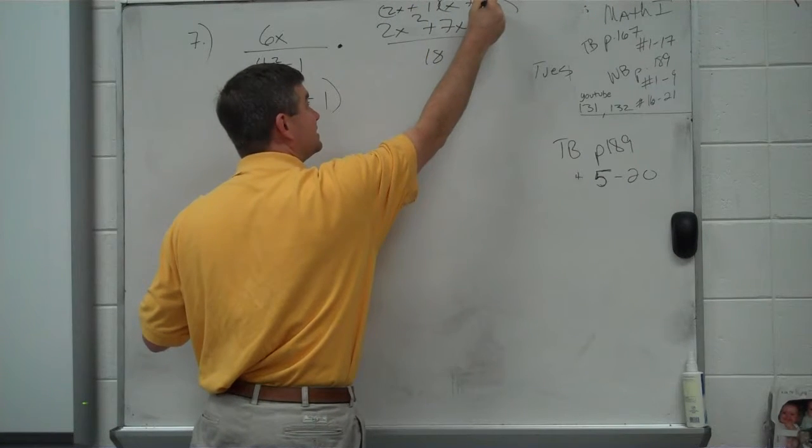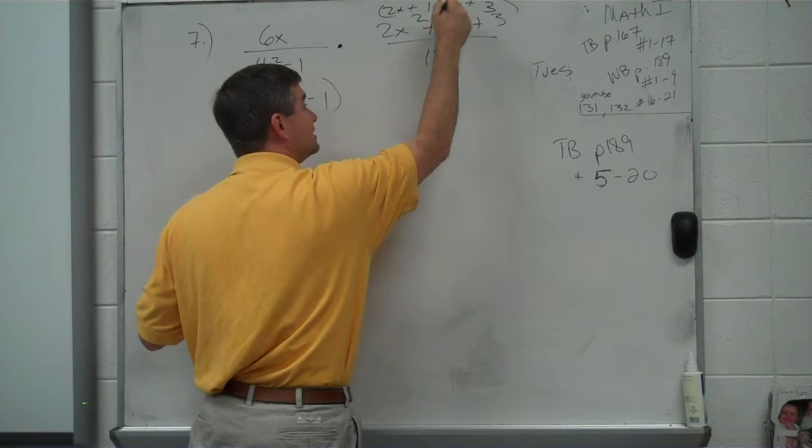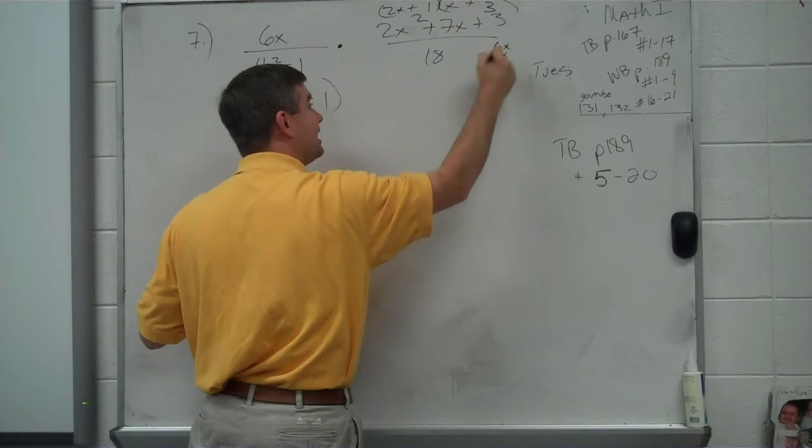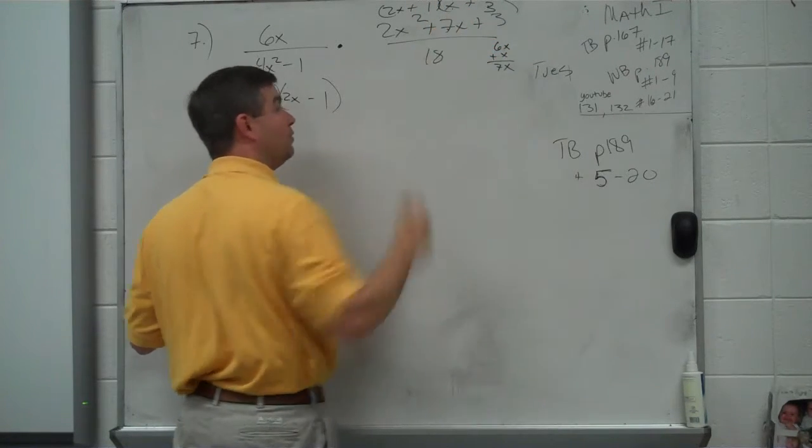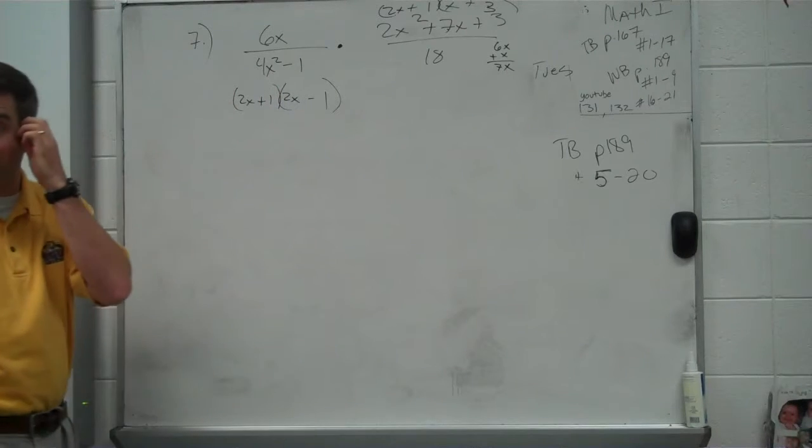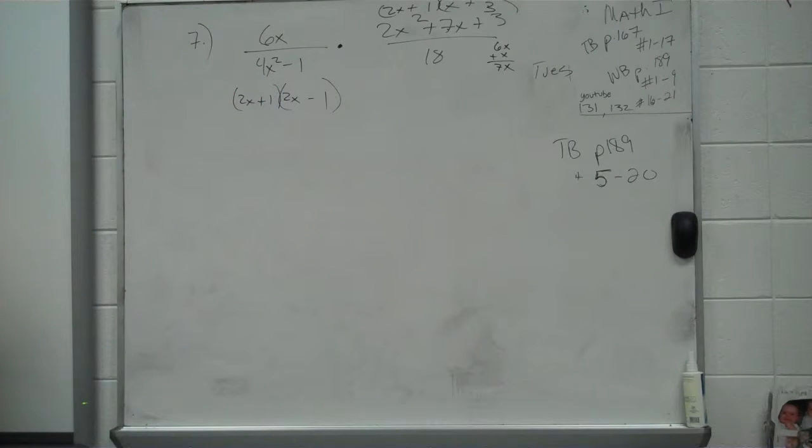The outside gives us 6x. The inside gives us x. What's 6x plus x? 7x. Is that what I want in the middle? Yeah. So did I factor it correctly? Yes, I did. Okay.